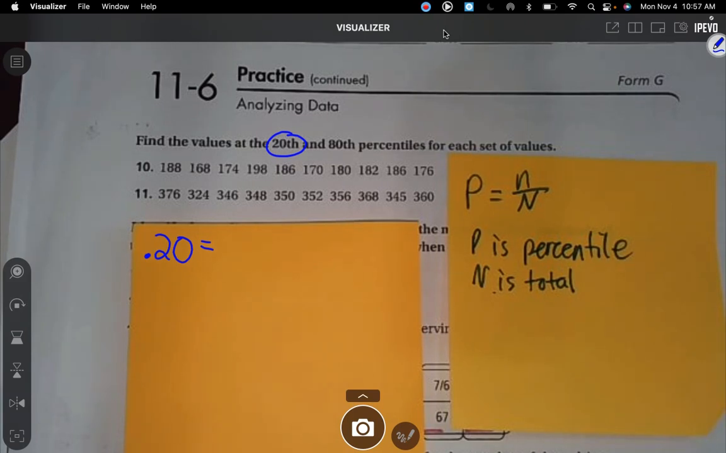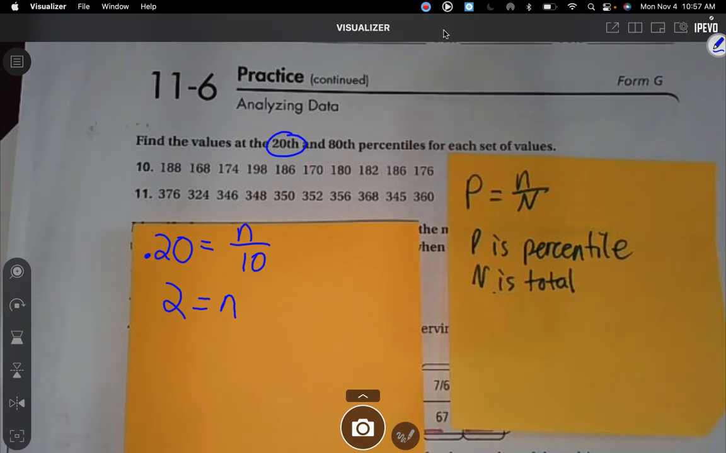And it says find the value. So I'm trying to find what number is at that percentile. That's my little n. Now, how many numbers are there on number 10? 1, 2, 3, 4, 5, 6, 7, 8, 9, 10. So how do I solve for a little n? Multiply by 10. So when I multiply by 10, what do I get? 2. So it's going to be my second number. That means I have to line them up in the right order to see what my second number is.